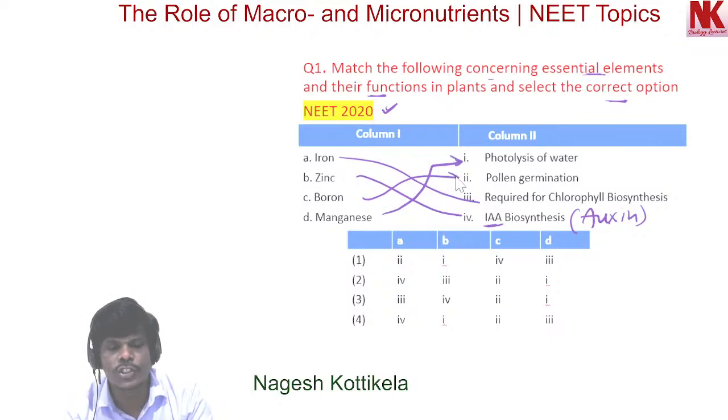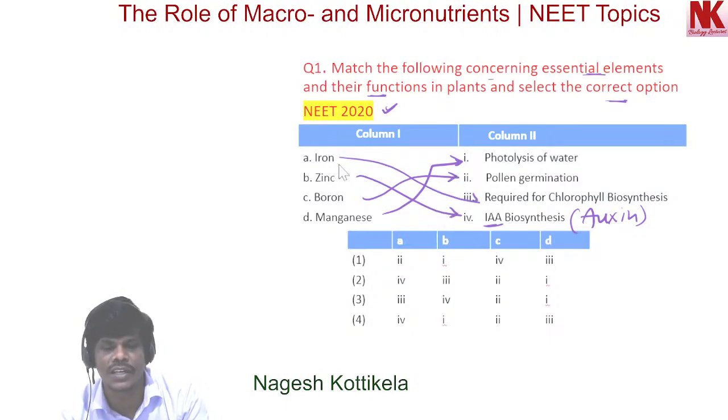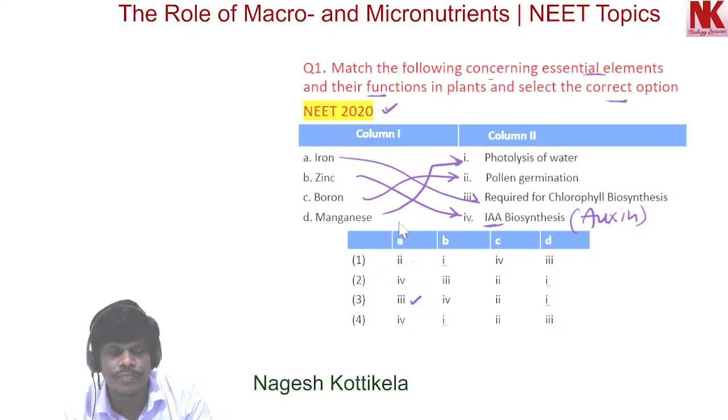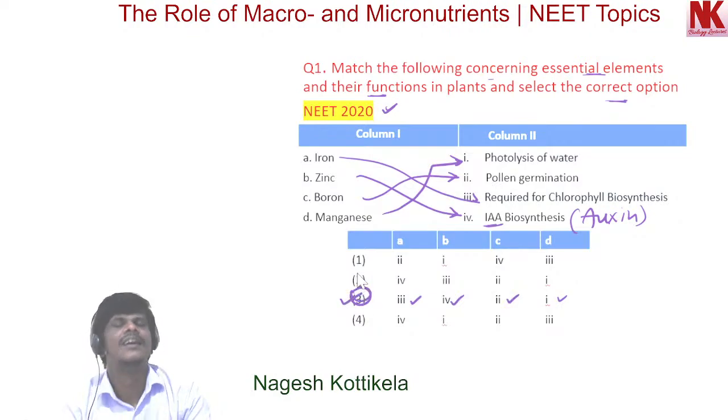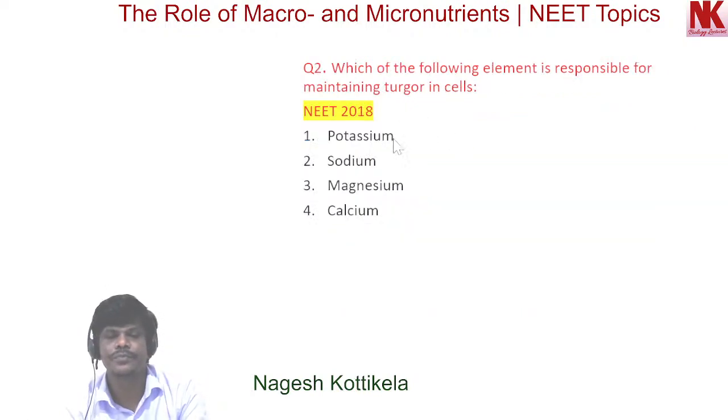So from this we can now find out which one is the most appropriate option. A is 3, among the given options, 3 is here. B is 4, C is 2 and D is 1. So the most appropriate option is option 3. Now moving to the next question.